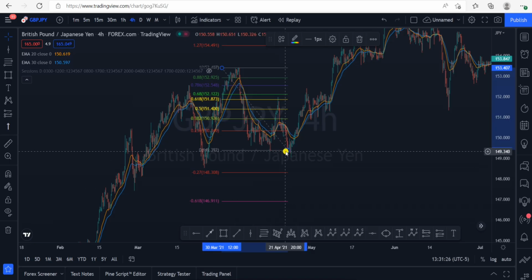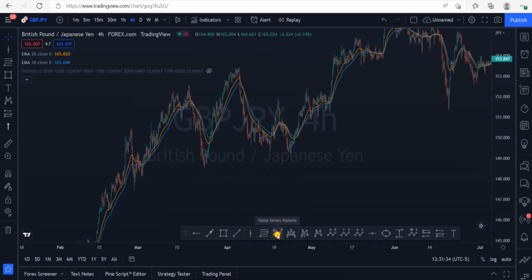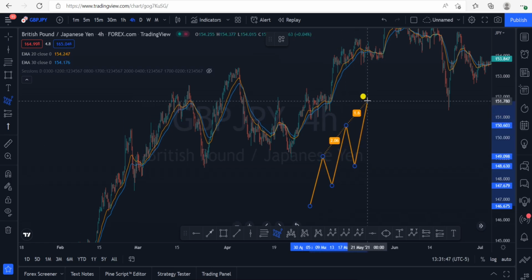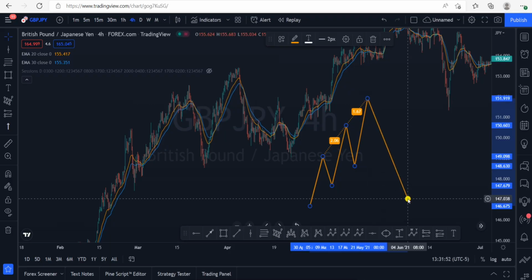It hit TP1. Next thing would be the three drive pattern. This I don't really use, but you can identify a three drive pattern. It's in the course document. You will see the market do something like this. All you have to do is just tap it on the screen. Market made three drives upwards and then you make one impulse coming down.